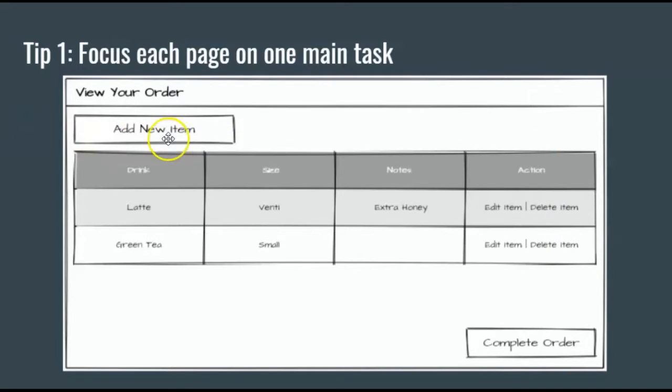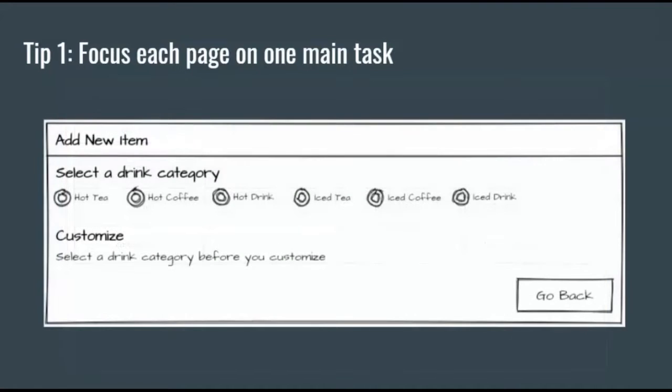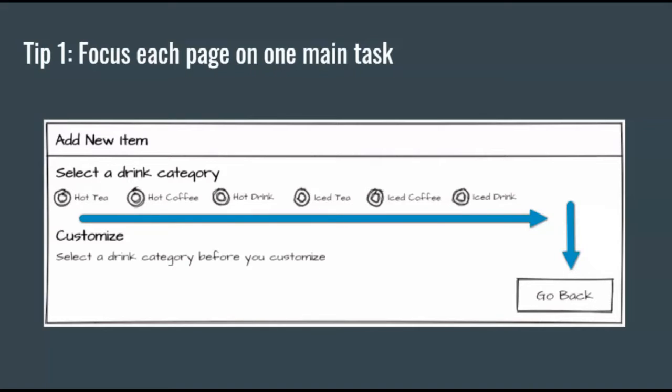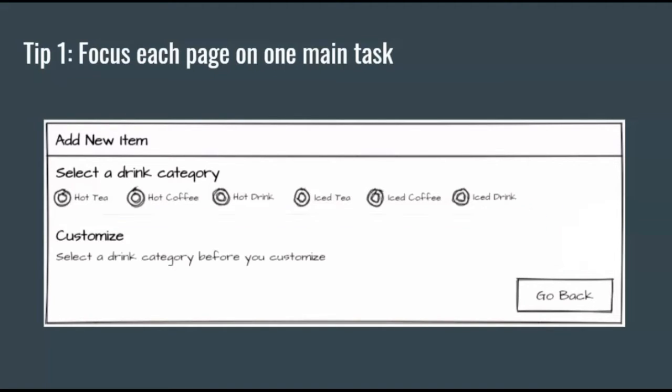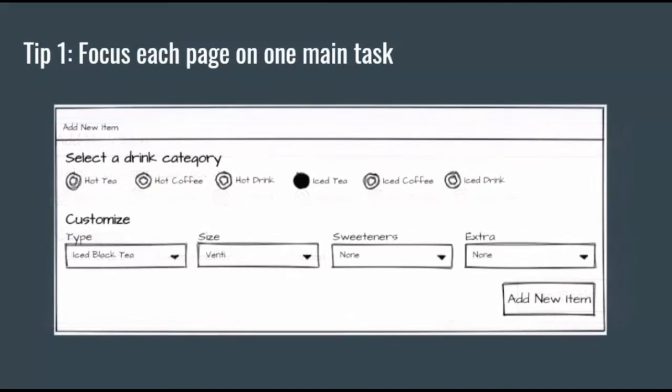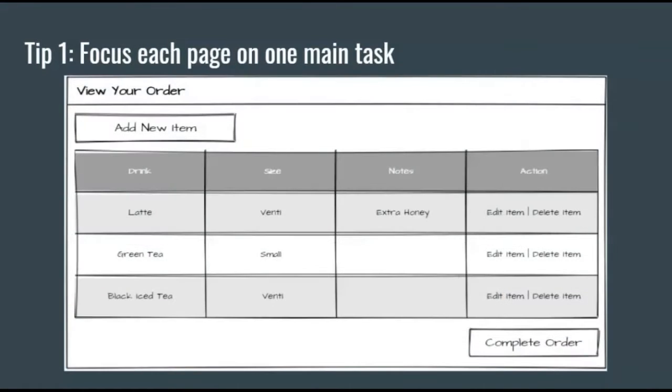The user clicks on Add New Item. Now the user is presented with one task, to add the item. They can select a drink category, potentially customize it, or go back. Again, note the visual ordering of the UI elements from left to right matches the user's business process. The user selects iced tea, then the user is given options, and hits Add New Item. Also notice that the button is Add New Item and not Create New Item, so it matches the title of the panel. And now we are back to the View Your Order page, with a brand new order.